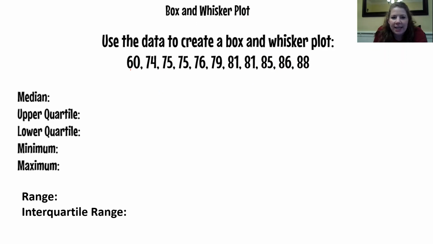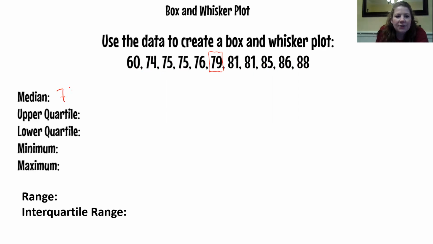First of all, let's count how many numbers are in our data set. 1, 2, 3, 4, 5, 6, 7, 8, 9, 10, 11. The very first thing you're going to do is find the median. If you have an odd set of data, you're going to have one middle number. 1, 2, 3, 4, 5. So the first thing we've identified is the median.